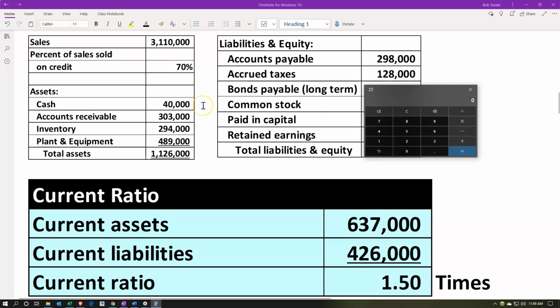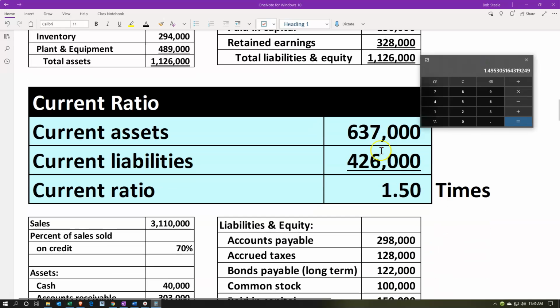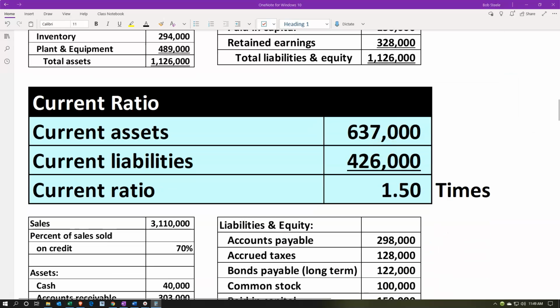If we do our calculation, then we got the 637,000 divided by 426,000. That's going to give us our 1.5 about, because we're rounding. This 9 goes up and that brings up the 5 here. So 1.5. Now, obviously, if you're like a banker, higher would be better, right? Because that means that you can pay off your current obligations, so obligations that are going to be due within a year, 1.5 times over with the current assets.